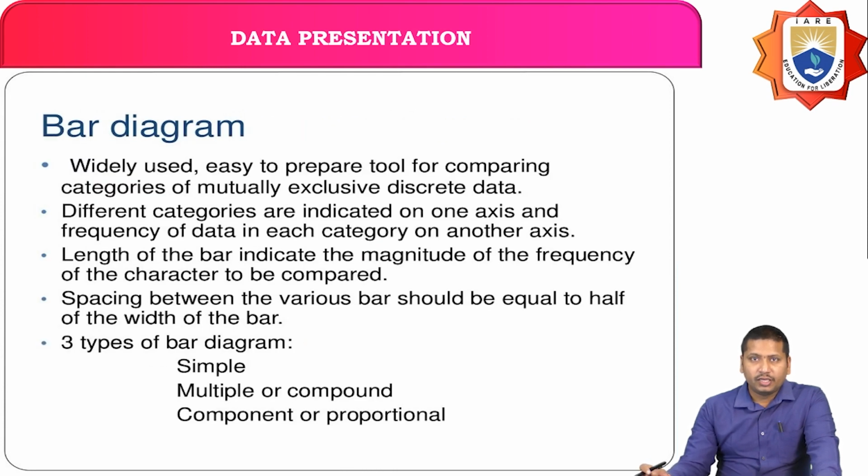So the very first thing is the bar diagram. This is a widely used diagram. It is a tool for comparing the categories of mutually exclusive discrete data. The different categories are indicated on one axis, and the frequency of data in each category on the other axis. The length of the bar indicates the magnitude of the frequency of the character to be compared, and the spacing between the various bars should be equal to half of the width of the bar.